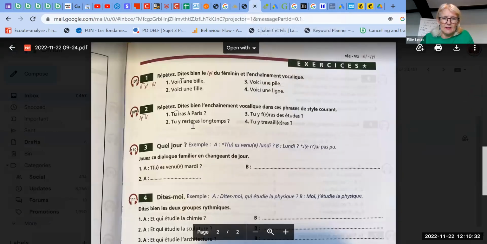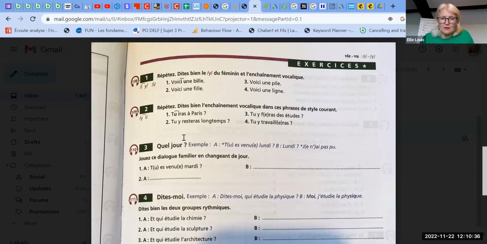Let's have a look again. Can you read them again to yourself? So just do that again. So number 1. Tu iras à Paris. Tu iras à Paris. Tu y resteras longtemps. Tu y feras des études. Tu y travailleras.